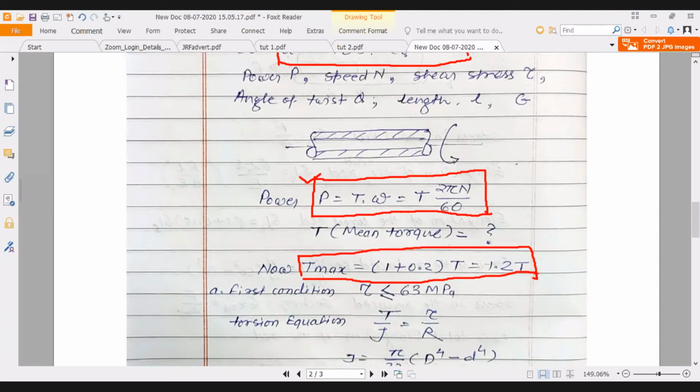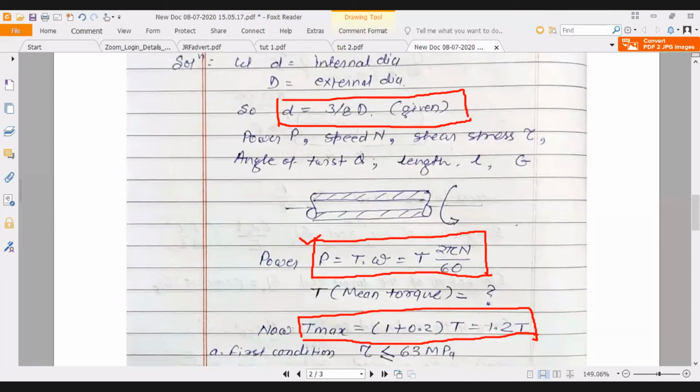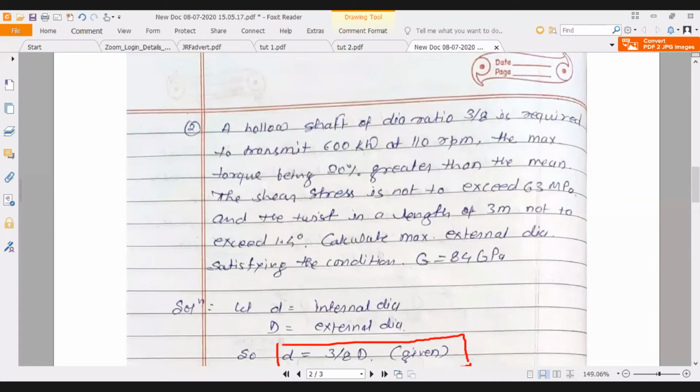torque from here onwards. And also in this relation, see carefully, this power is given to you, this N is given to you, so you can easily calculate the T, nothing difficult. Okay, so here T max is calculated as 1.2 times T. So the first condition given is that the shear stress is not to exceed 63 megapascal.